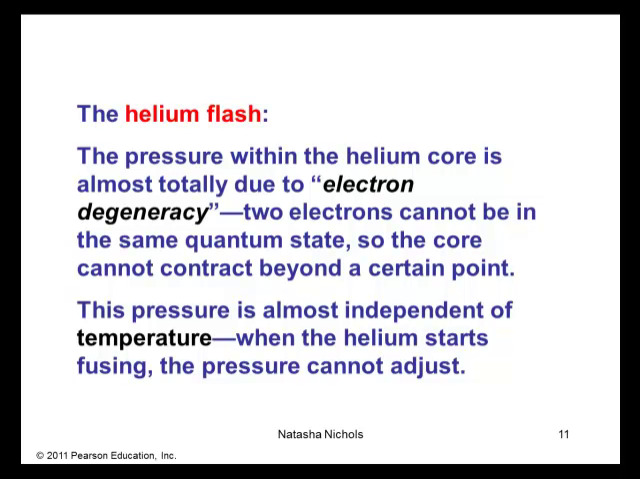The helium flash. The pressure within the helium core is almost totally due to what we call electron degeneracy. Electron degeneracy is when two electrons cannot be in the same quantum state. So this tells you that the core cannot contract beyond a certain point. This pressure is almost independent of temperature. When the helium starts fusing, the pressure cannot adjust.